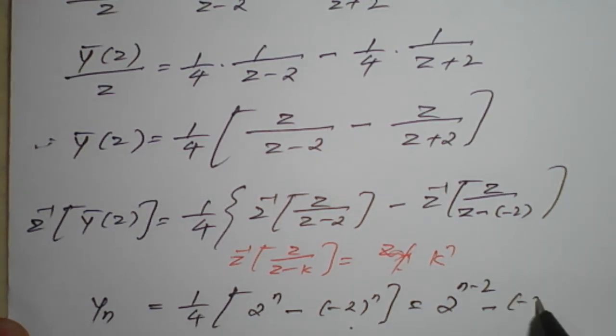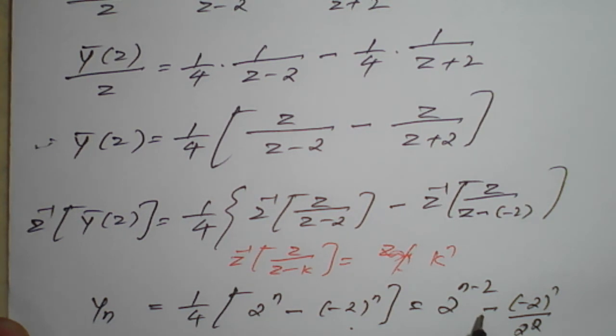Minus minus 2 raised to n divided by 2 raised to 2. This can also be simplified. You can take the plus sign here and the minus sign here, so you can write this one as 2 raised to n minus 2 minus minus 2 raised to n minus 2 also, or else you can stop it here also.